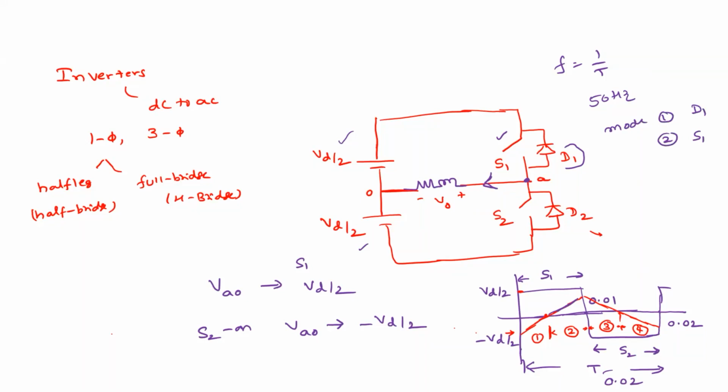Similarly, in mode 3, the current is still positive but the voltage is negative. So D2 is in conduction. The current is transferred from the switch S1 to D2. In mode 4, S2 is in conduction, and both voltage and current are negative. Is it clear?